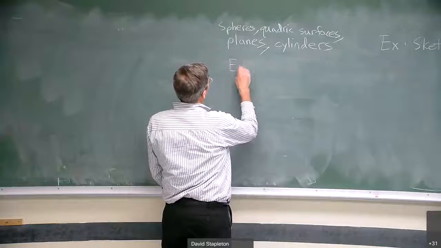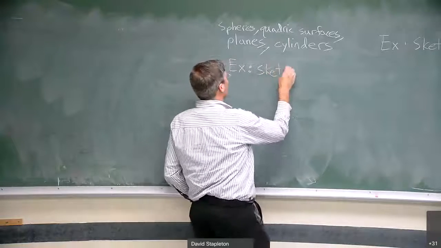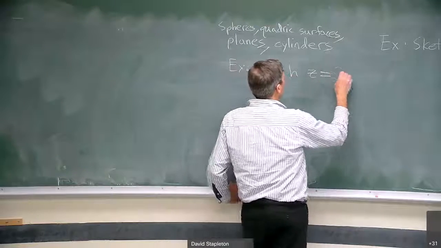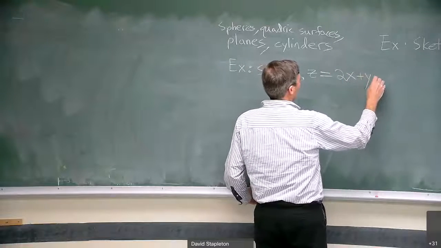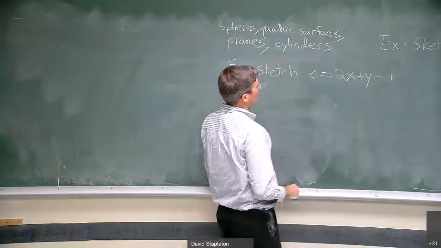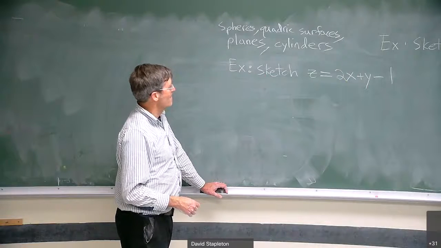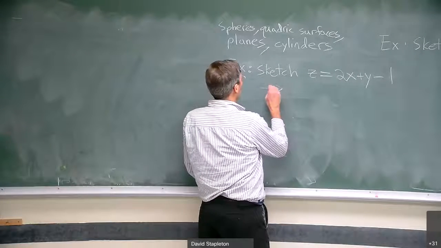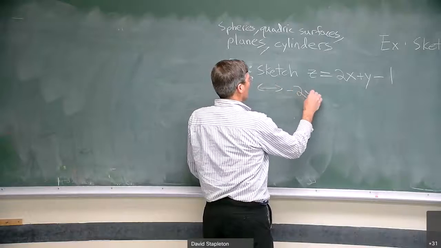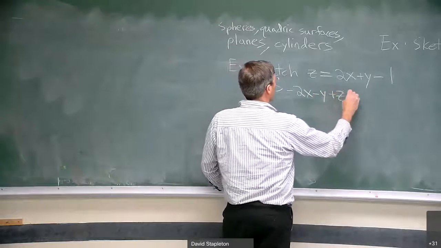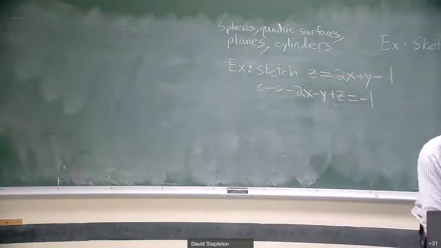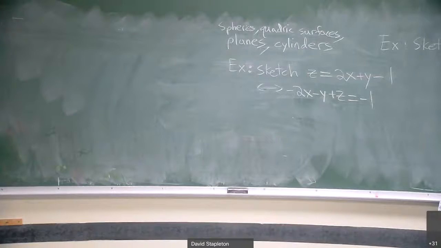Here's another example. Suppose I ask you to sketch this one. Z equals 2x plus y minus 1. What is that? Immediately by looking at it. Well, you rewrite it in this form: minus 2x minus y plus z equals minus 1. You know, now that I think about it, that could be in this semester, but I think it was last semester. Let me double check before I finish this example.